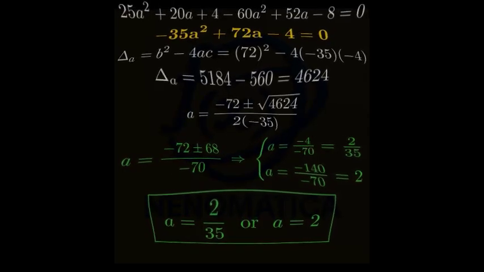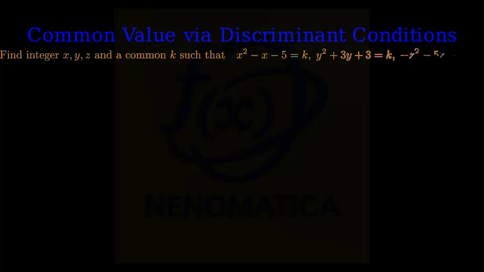In this lesson, we will solve a neat parameter problem using the discriminant. We are given 3 expressions, x squared minus x minus 5, y squared plus 3y plus 3, and negative z squared minus 5z minus 5. We will find a single number, call it k, that all three expressions can equal, while x, y, and z are integers. Then we will solve for x, y, and z when that common value is found.